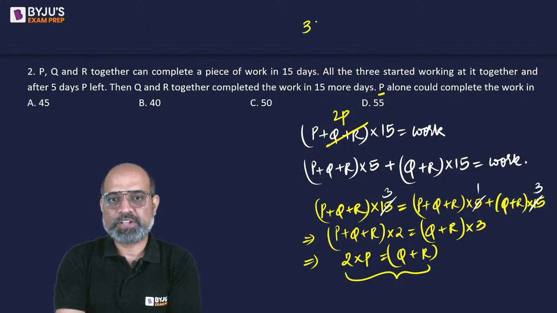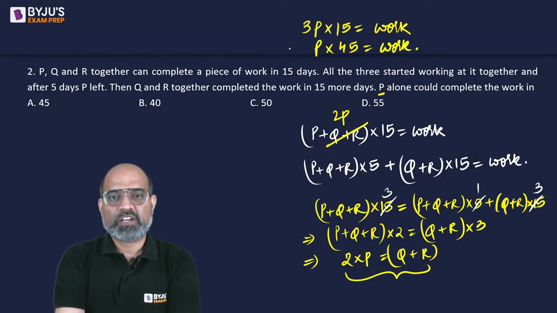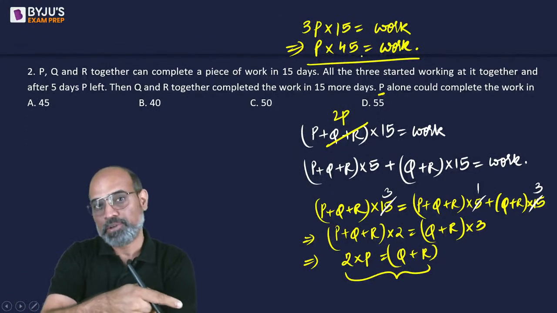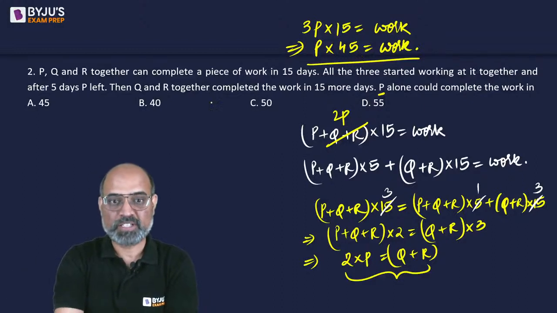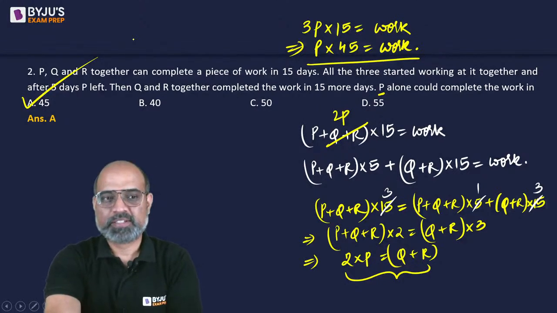So we get 3P into 15 is equal to work, or we can rearrange and write P into 45 is equal to work, right? So this is nothing but an equation which tells us if P works for 45 days, as in he is working alone, the work will get completed. So the answer is supposed to be 45, option A. Again, very straightforward question, just like the previous one.